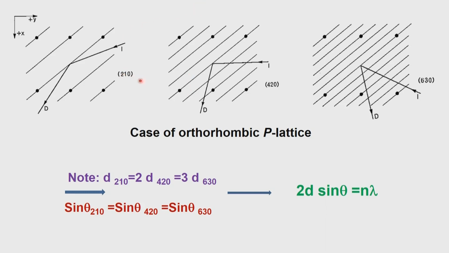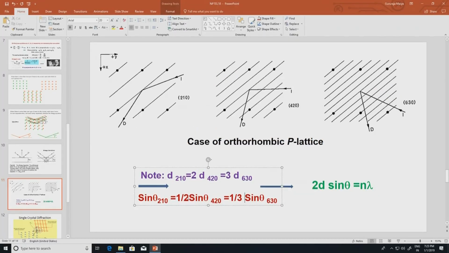We have studied it already. So, you have 420, and you also have 630, which is 3 times. What you see here is that the effect is to change the angle theta. I have made a mistake here, I should correct it. The angle here, the 2 theta angle or the theta angle, will now ensure that sin theta 210 is half of sin theta 420 and 1/3 of sin theta 630.